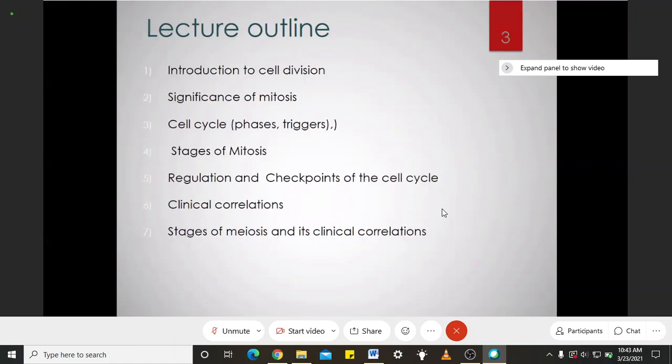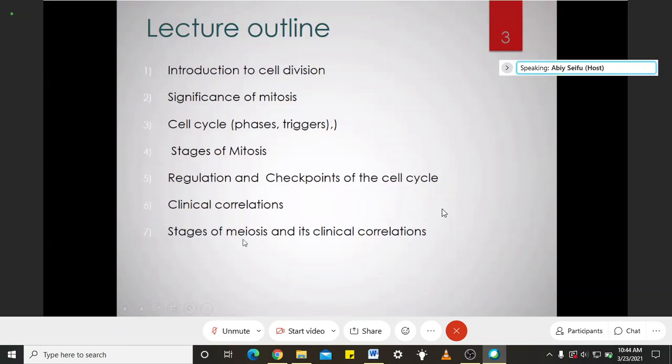The lecture outline: in this lecture, we are going to cover the following topics. We will have an introduction, we will discuss the significance of mitosis, and we will describe the phases of the cell cycle and the triggering factors for the cell to undergo cell division. We are also going to discuss the stages of mitosis, the regulation of the cell cycle and the checkpoints of the cell cycle. The cell cycle is a precisely regulated process, so we'll see an overview of the regulation and the checkpoints of the cell cycle and some clinical correlations. And finally, we'll also see the stages of meiosis.